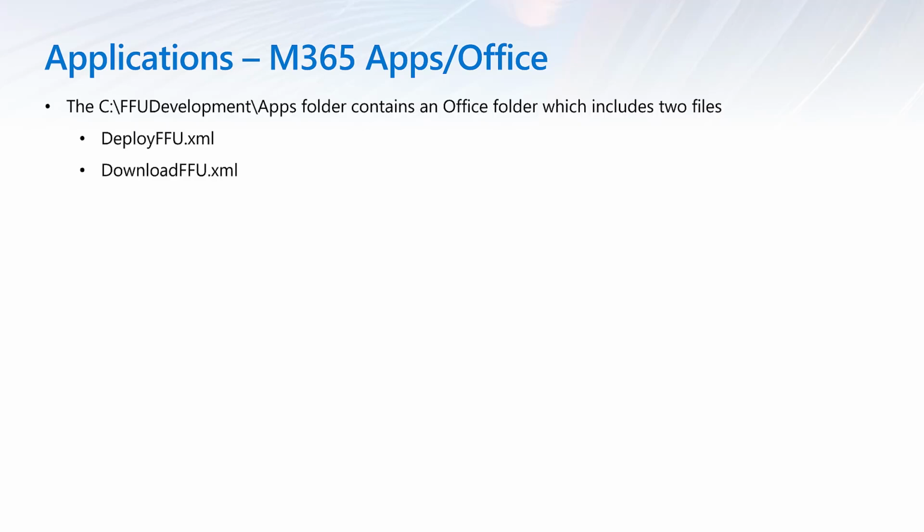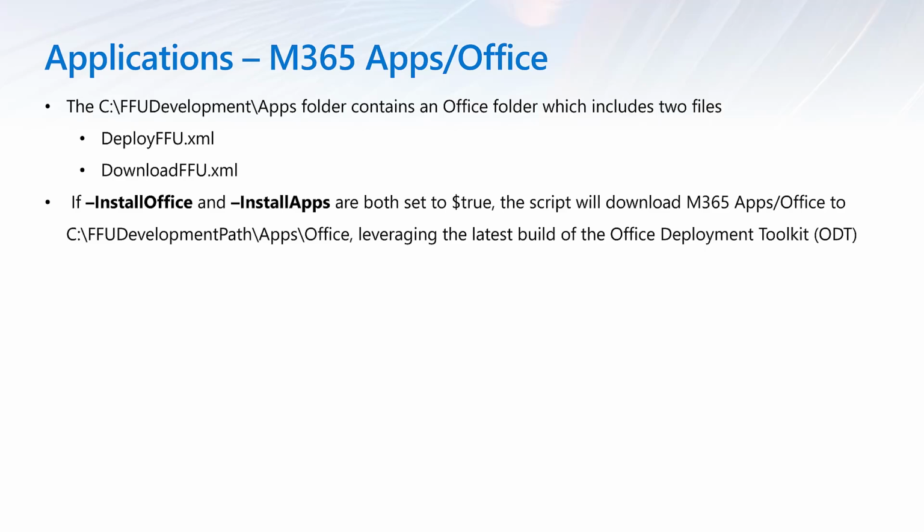Okay, so for Office, the way that we handle this in the process is that there's a folder called FFU development /apps. And inside that folder, there's an Office folder. And that Office folder contains two files. There's a deploy FFU.xml and there's a download FFU.xml. Now, if -install Office and -install apps are both set to true, then the script will download the M365 Apps Office to the Office folder under Apps, and it'll leverage the latest build of Office and the Office Deployment Toolkit.